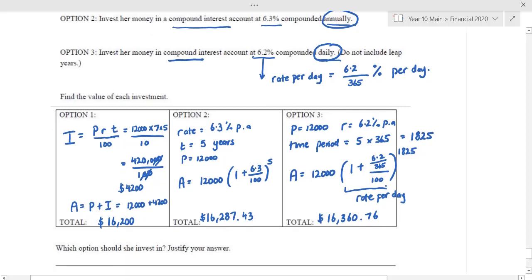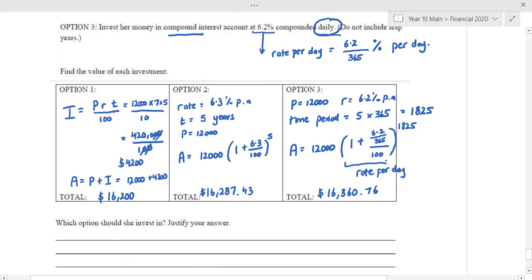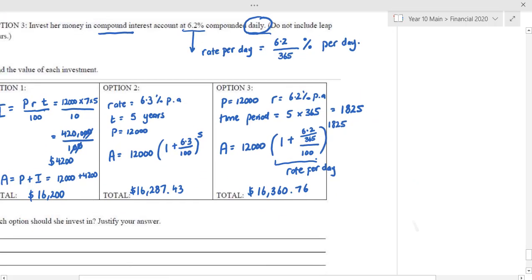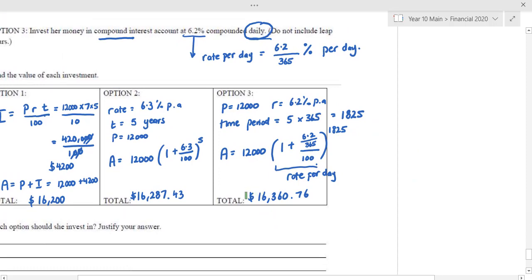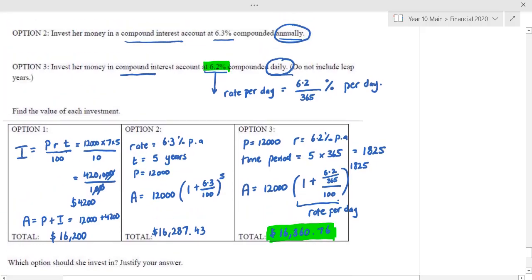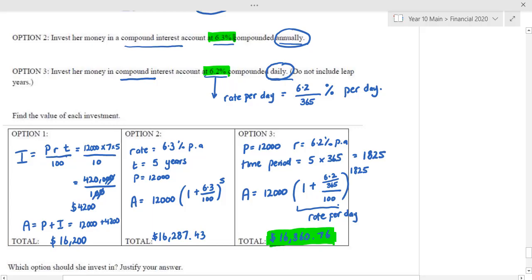All right, now, as you can see, which option would we invest in? Well, you'd clearly go for option 3, which shows the power of compounding. Banks compound interest every day, but you get paid monthly. There's a reason for that: it's because they're making more money. But you can see that this is clearly the best option. We get about $73 more than option 2, even though we've got a lower rate. We've got 6.2% compared to 6.3%.